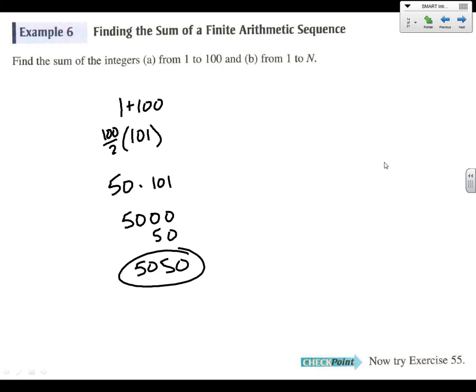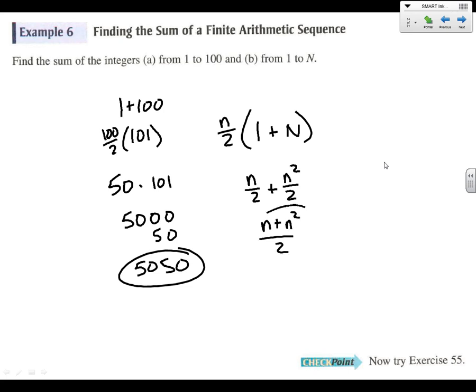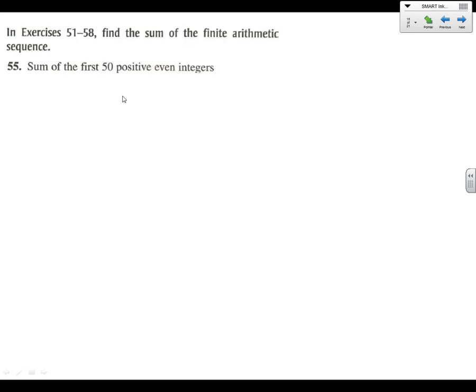Okay? And what about from 1 to n? All right, so same thing. How many pairs are we going to have? We're going to have n over 2 pairs. And it's going to be 1 plus the last number is n. All right, so it's going to be n over 2 times n plus 1, or n plus n squared all over 2. The sum of any 1 to n integers. All right, so there's a nice little formula there. See if you can do it for the sum of the first 50 positive even integers.